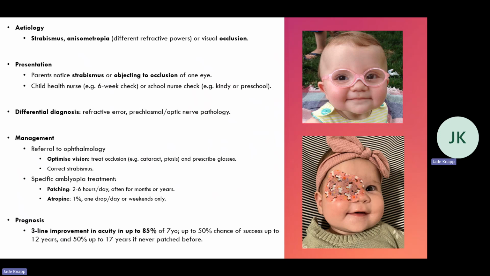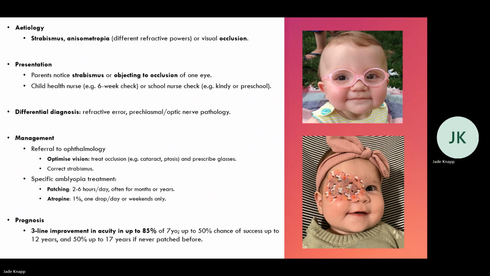And the prognosis is good. On average, a 3-line improvement on an eye chart, which is meaningful to someone's quality of life and their future, in up to 75% of 7-year-olds. So that's up to 7 years old. That's a very, very good outcome. But up to 12 years, you're still getting some, up to 50% have some improvement. So this is the extended window of visual development that I talked about earlier. And even up to 17 years old, it's worth persisting if they've never been patched before. So there's still some plasticity within the visual system up to that age. Okay.